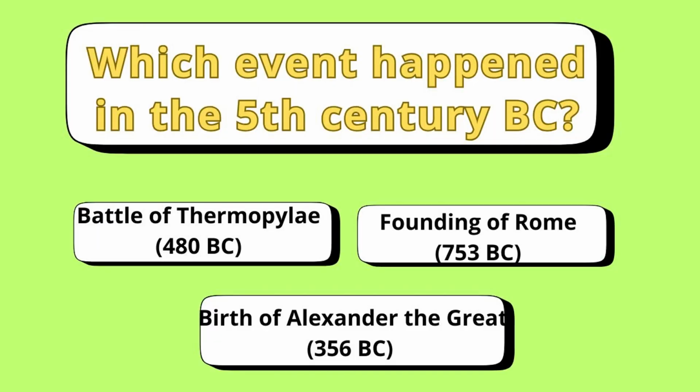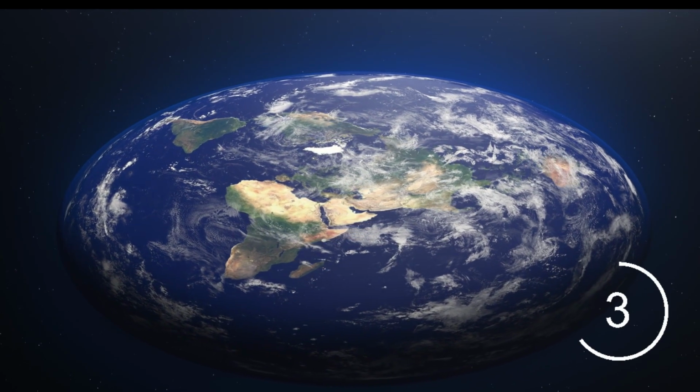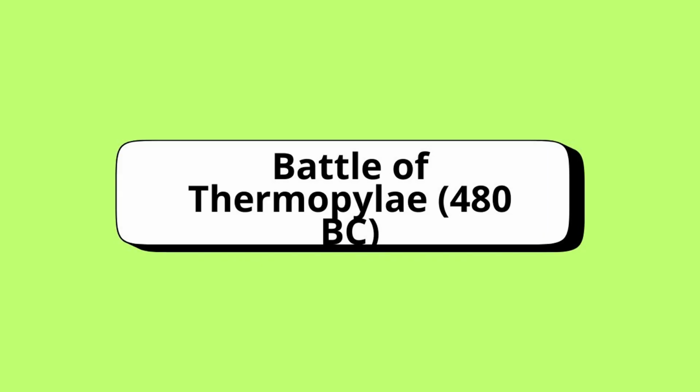Which event happened in the 5th century BC? A. Battle of Thermopylae 480 BC. B. Founding of Rome 753 BC. C. Birth of Alexander the Great 356 BC. Battle of Thermopylae 480 BC.